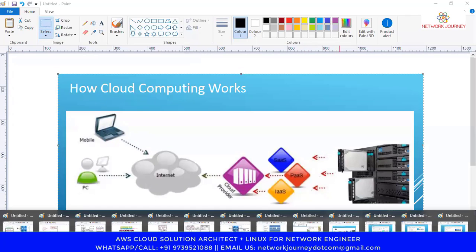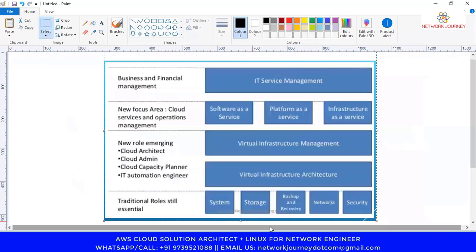So that is why I displayed this image, and I ask you what you can understand from here. As I said here, traditional roles are still essential, but not from our end. The cloud service provider will take care of this. Yes, I said yesterday, right? S4N: server, storage, software, security, networking, all in physical form they will take care of, and the virtualization also they will take care of. We are going to become a cloud architect or cloud admin, IT automation engineer, to administrate the virtual environment, to administrate the virtual data center.